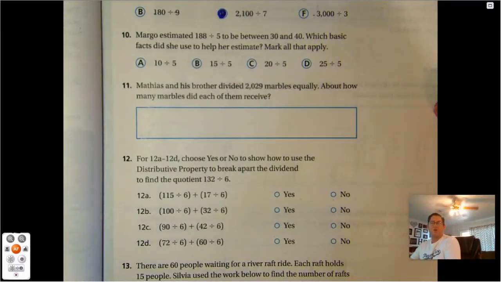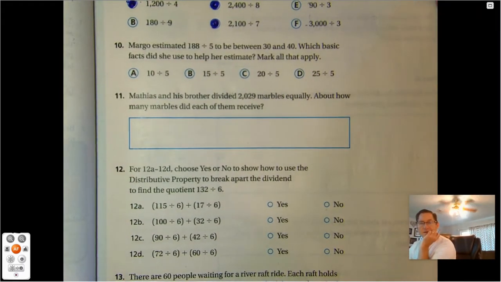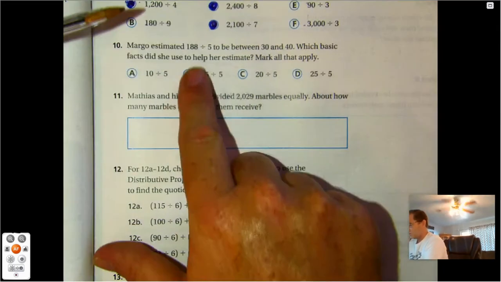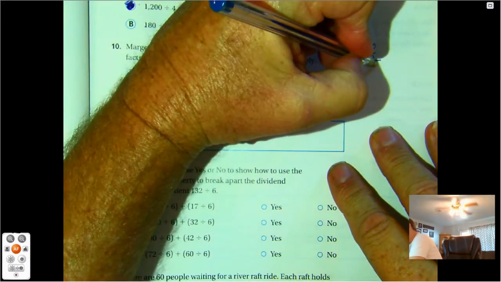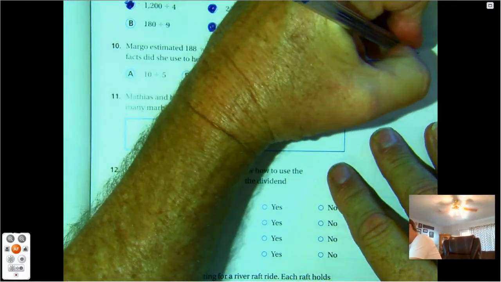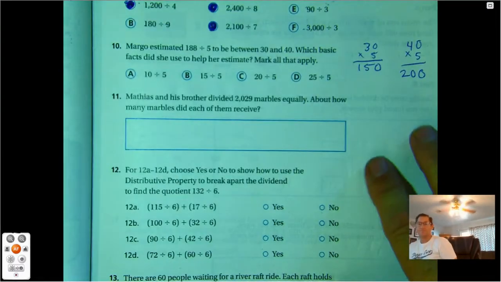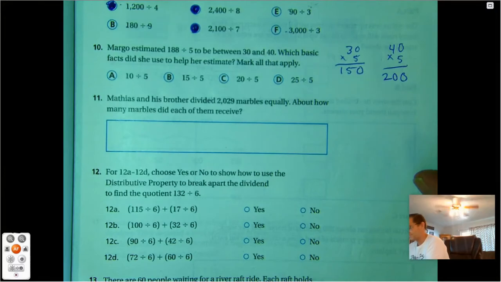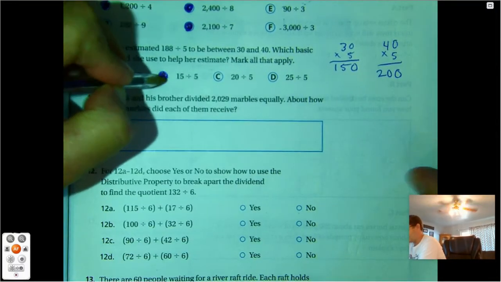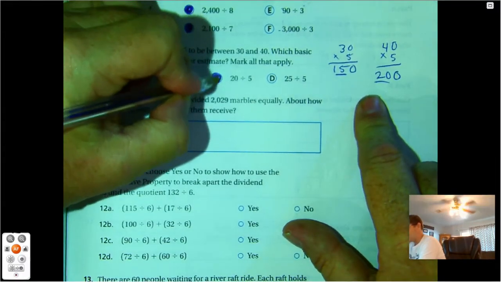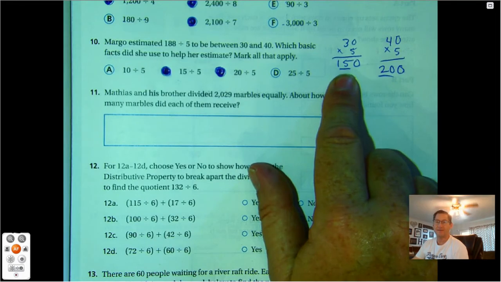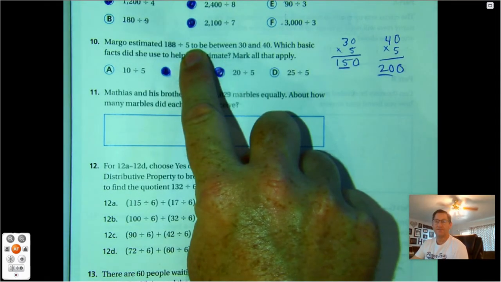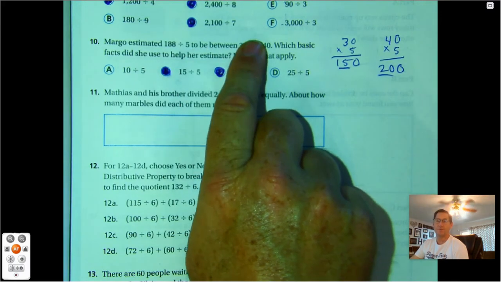Number 10. Margot estimated 188 divided by 5 to be between 30 and 40. Which basic fact did she use to help her estimate? Mark all that apply. So she's saying it's between 30 and 40. So she's basically saying 30 times 5 is 150, and she's saying 40 times 5 is 200. So what basic math facts is she using? 15 and 20. What I did was I multiplied to find out the basic math fact. I took her quotient and multiplied by the divisor. Remember, when we multiply the divisor by the quotient, we get the dividend.